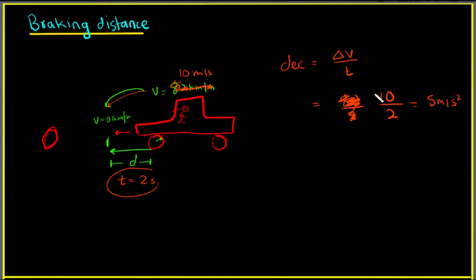So now you know the deceleration, and if you are supposed to write the acceleration of this car, then it is going to be negative 5 meters per second squared. So its velocity decreased at the rate of 5 meters per second squared. With that I mean that in each second its velocity decreased by 5 meters per second. So in a total of 2 seconds it decreased from 10 to 0, right? So how do we actually calculate the braking distance of this car?